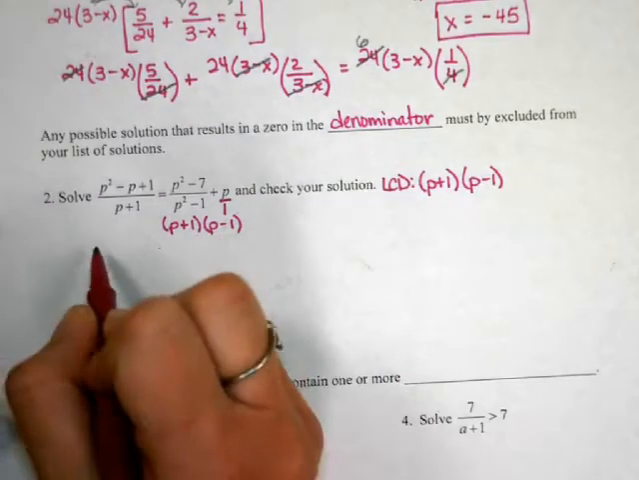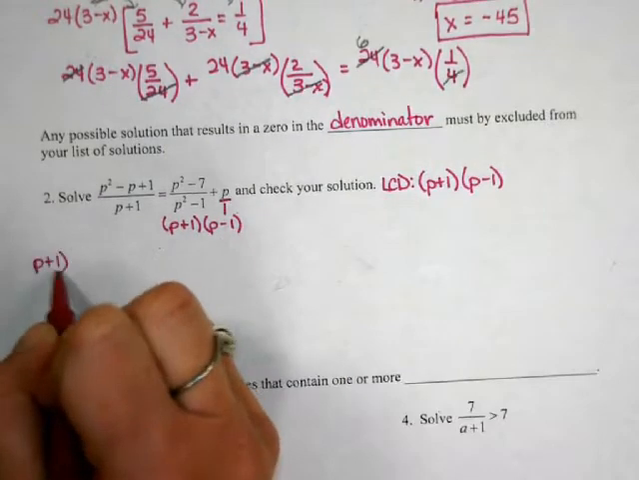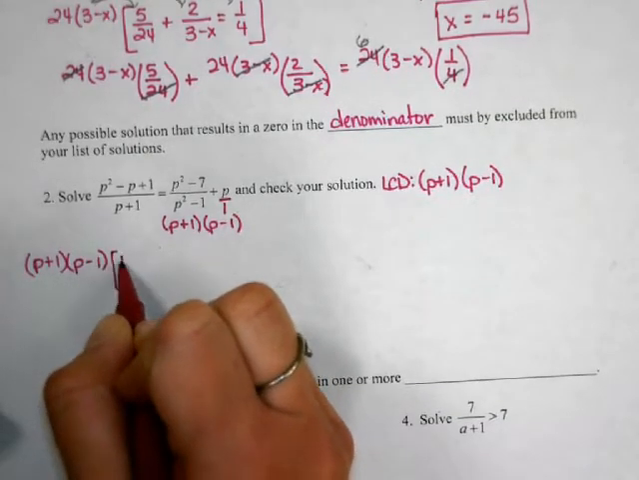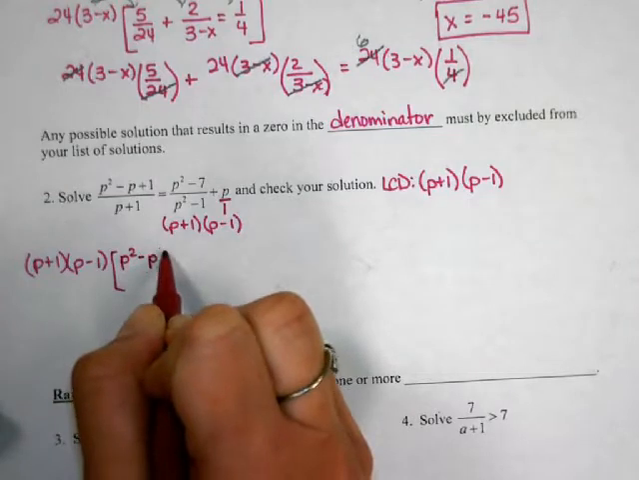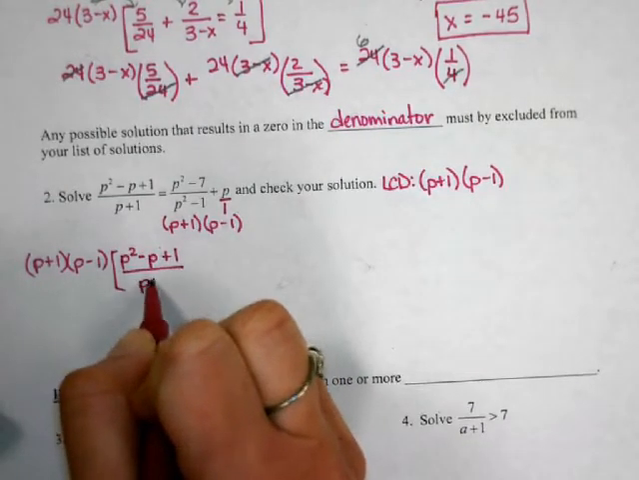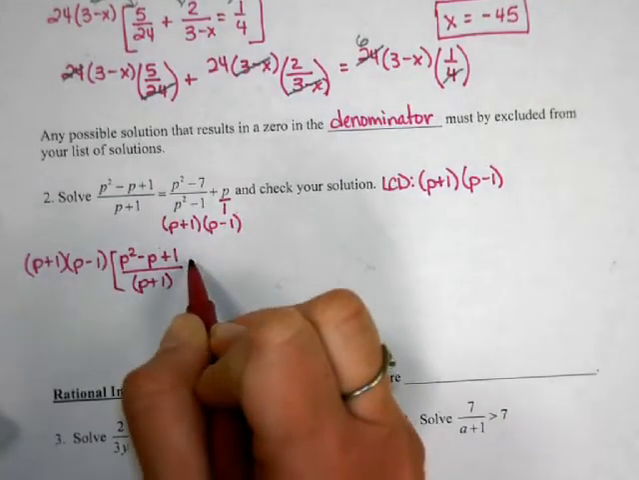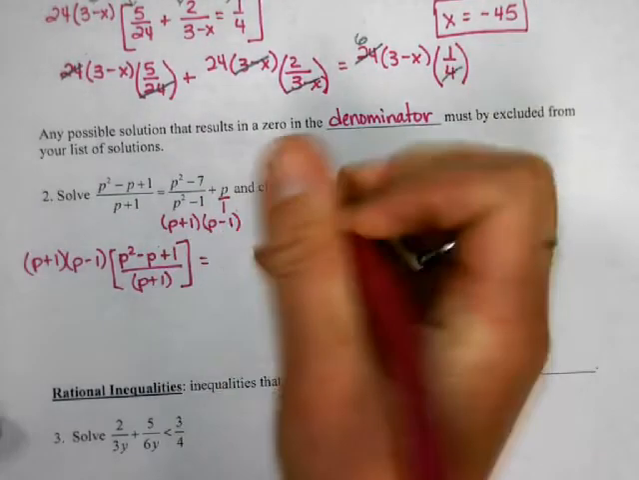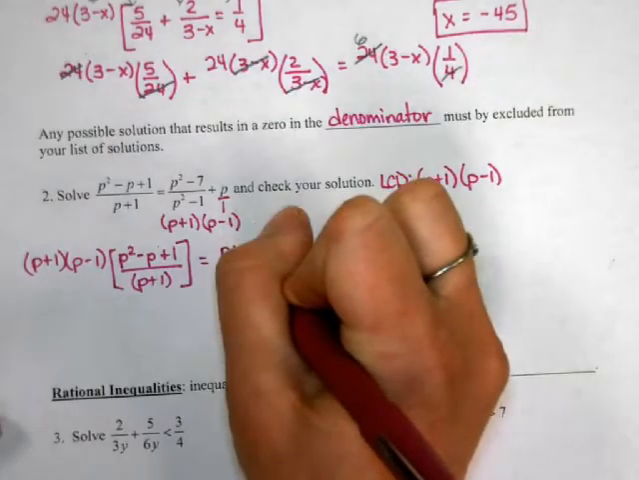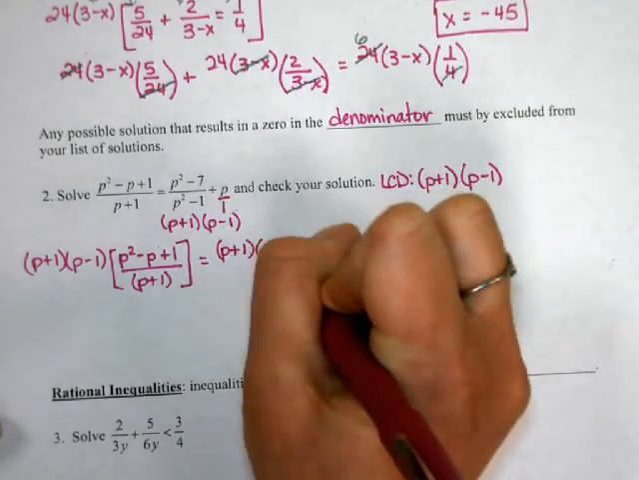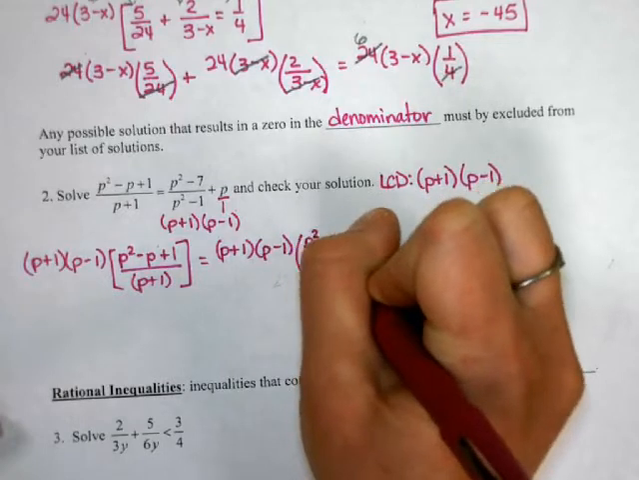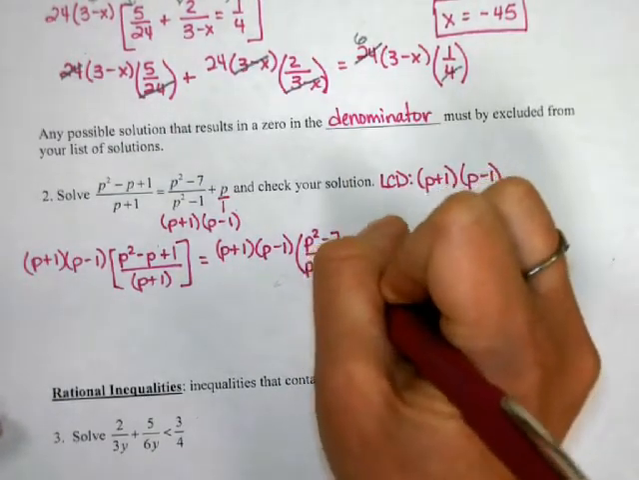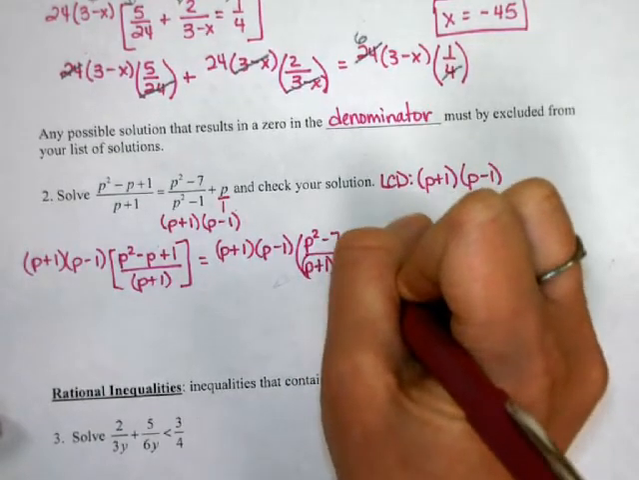Here we go. P plus 1, p minus 1, times p squared minus p plus 1 over p plus 1. I'm going to go ahead and write it out for each one, too. P plus 1, p minus 1, p squared minus 7. I'm going to write this one in its factored form, so it's easier to cancel.